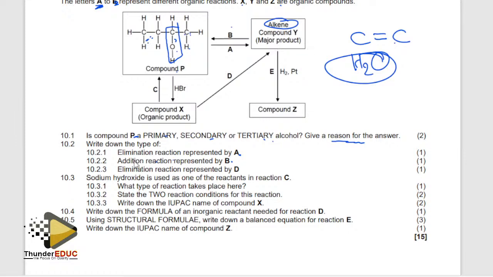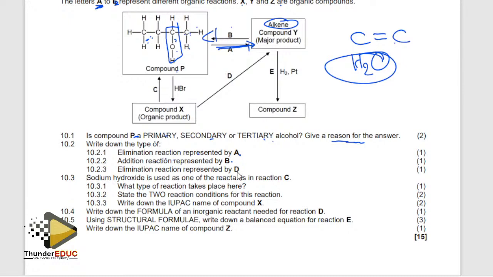Okay, they are saying, write down the type of addition reaction represented there. You see now, I'm adding water, going from alkene to alcohol. Therefore, it's going to become hydration. This one, because I'm removing water from the alcohol, is dehydration. Because here I'm adding, then it becomes hydration.